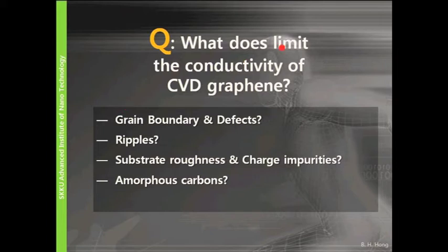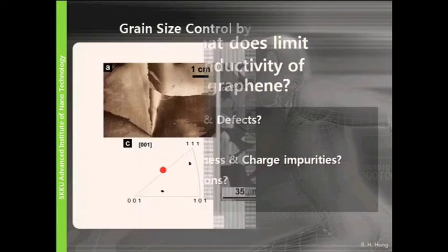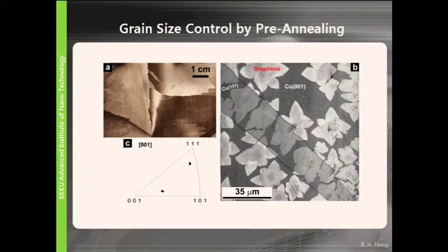So what does limit the conductivity of graphene? There could be grain boundary, ripples or substrate roughness. So I'd like to introduce these one by one. So if we anneal the copper foils for an hour, the grain size of the copper foils is larger than a few centimeter scale. And then graphene grows across the grain boundary like this.